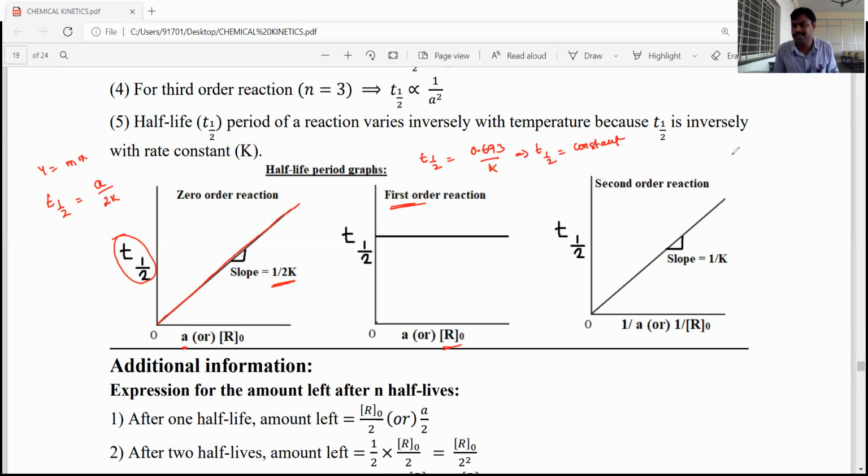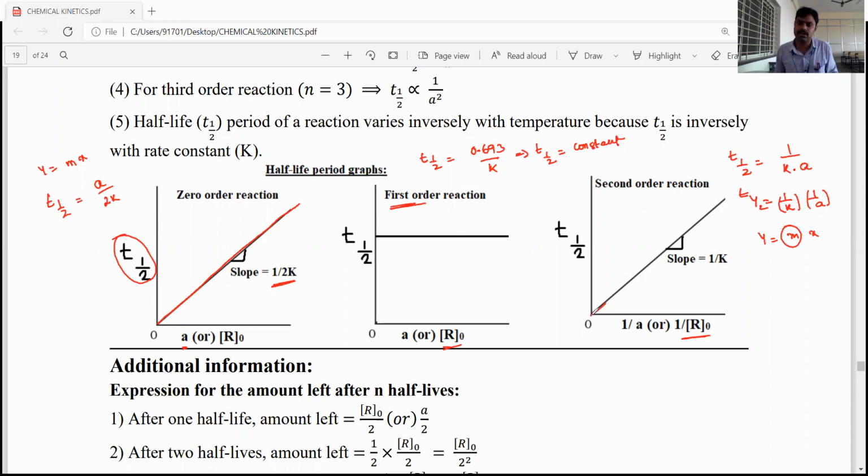Now come to the second order reaction, dear students. For second order reaction, T half is equal to 1 by k into A. So this equation is T half is equal to 1 by k into 1 by A. This equation is like y is equal to mx. So the slope is equal to 1 by k, and on the x-axis you have to take 1 by R naught, 1 by initial concentration.